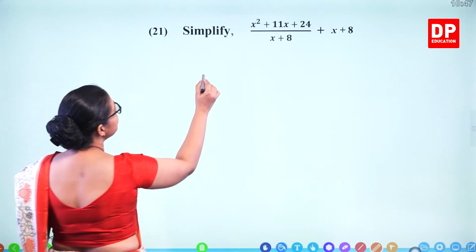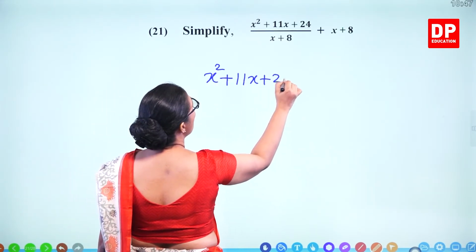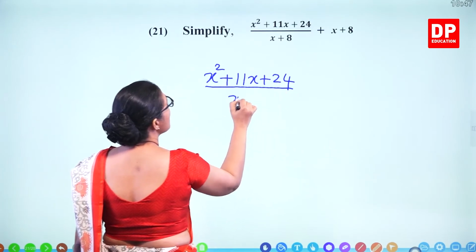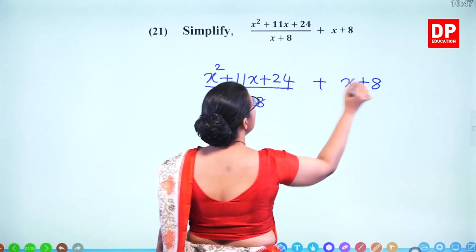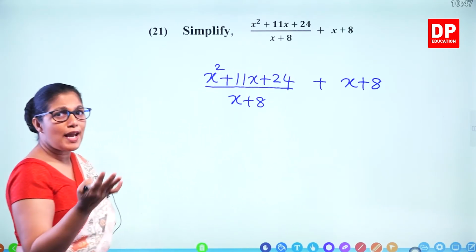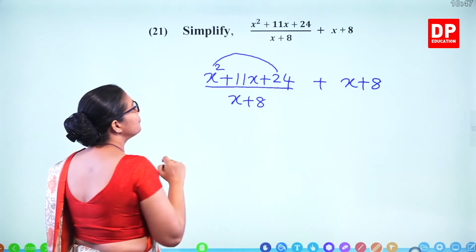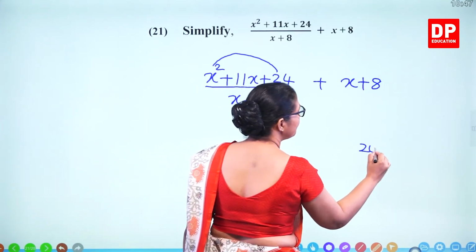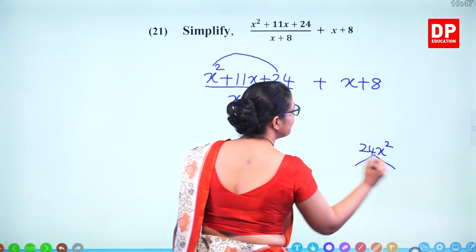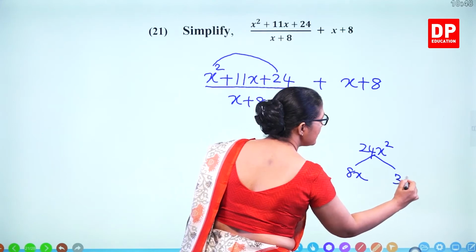Simplify x squared plus 11x plus 24 over x plus 8, plus x plus 8. So, we can first simplify this by factorizing. What are the factors of 24 that give 11? 8 and 3. 8x and 3x.